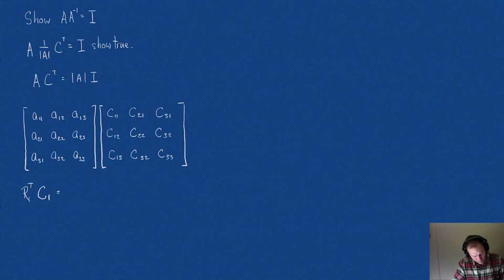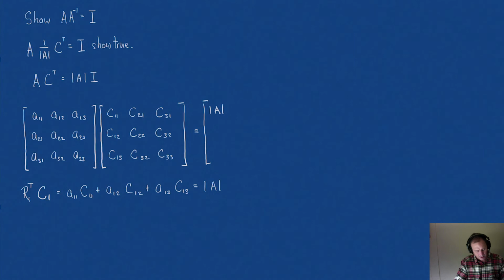Well, that's going to be A11 C11 plus A12 C12 plus A13 C13. Well, wait a minute. That we know for sure. We derived that. That's the cofactor formula. That is the determinant of A. So now we've got the very first entry.